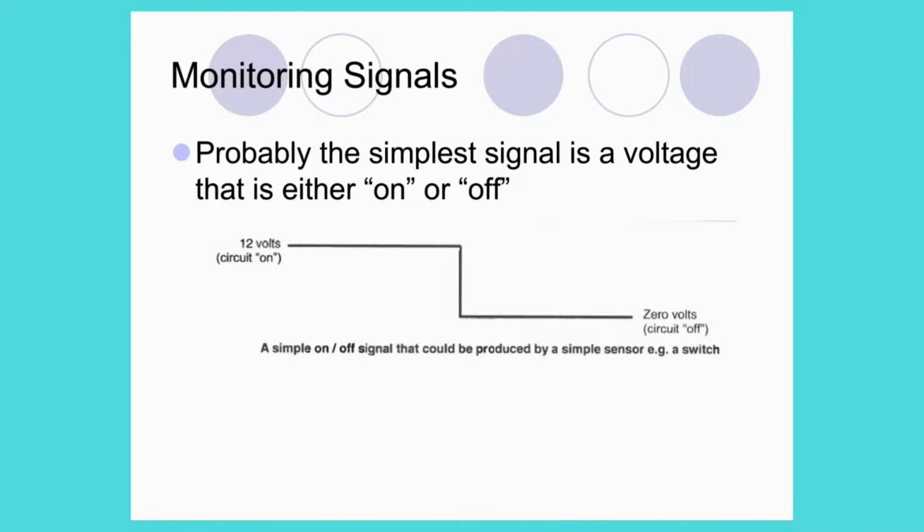Probably the simplest signal is a voltage that is either on or off. The signal can be produced by a limit switch, which switches off or on when the device reaches a specific position, like on an electric window, for example.